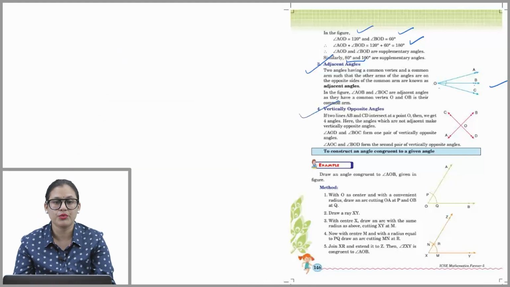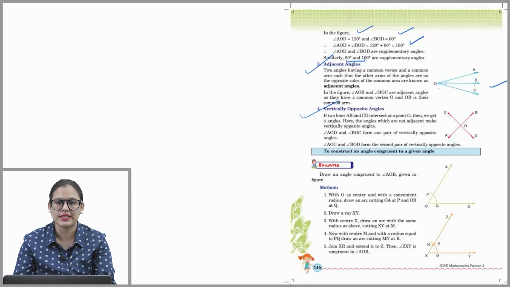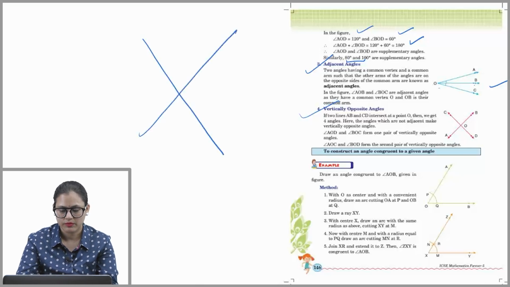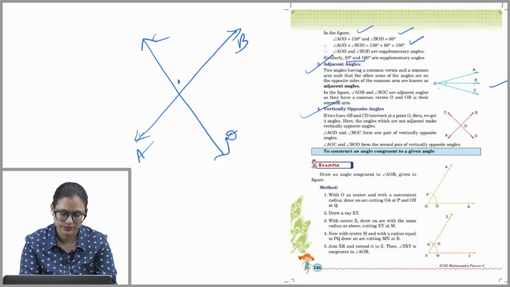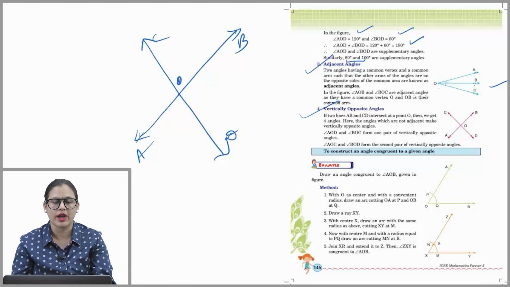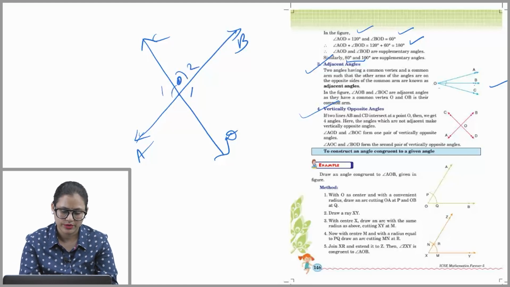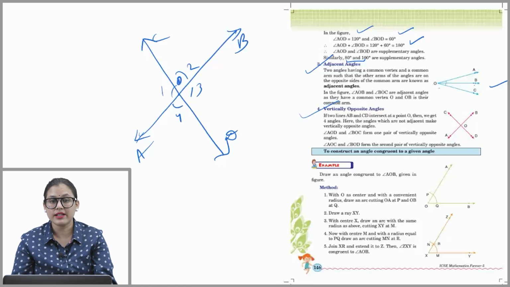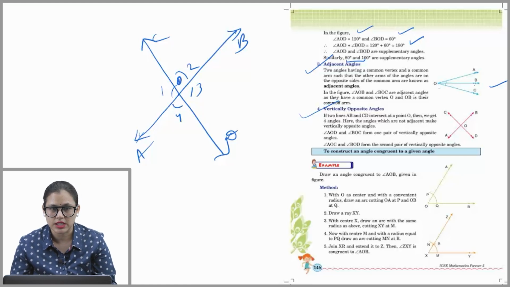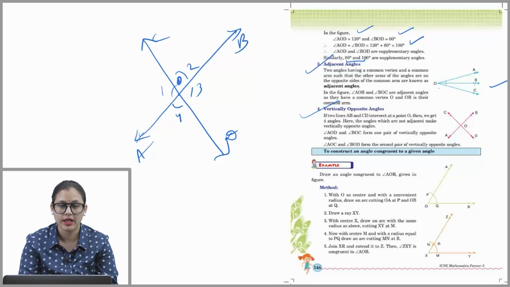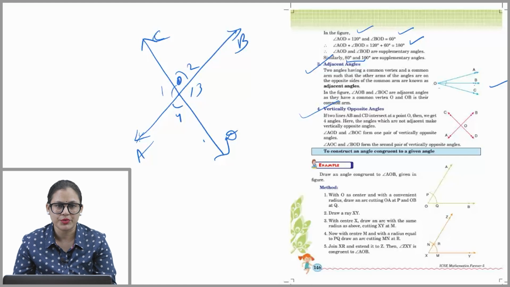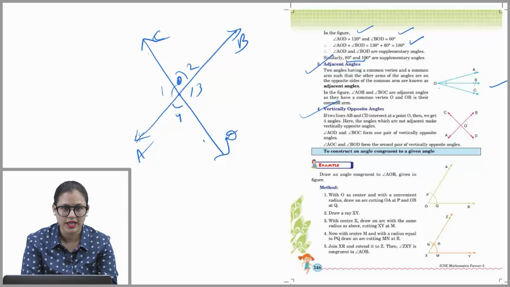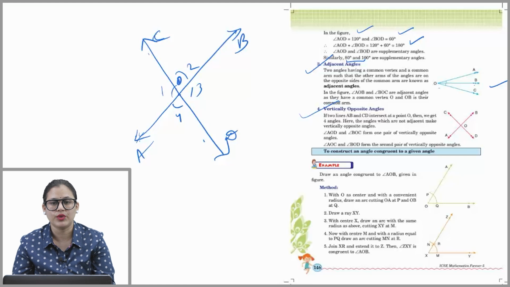Number 4, vertically opposite angles. If two lines AB and CD, like these, intersect at a point O, this is point O, then we get 4 angles: 1, 2, 3, 4. Here the angles which are not adjacent make vertically opposite angles. Angles AOD and BOC form one pair of vertically opposite angles, and angle AOC and angle BOD form the second pair of vertically opposite angles.